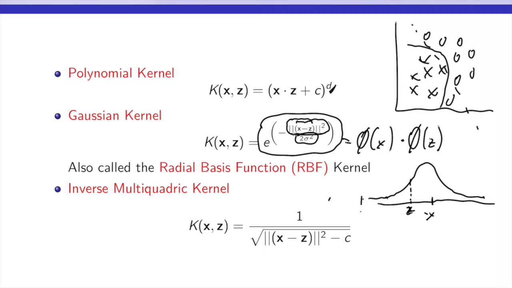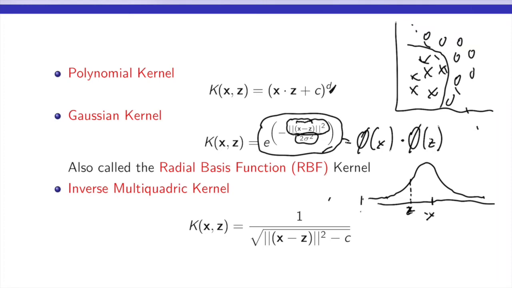And you notice that in order for this e to the power of minus something term to be equal to the multiplication of two vectors, each of which is essentially a mapping.